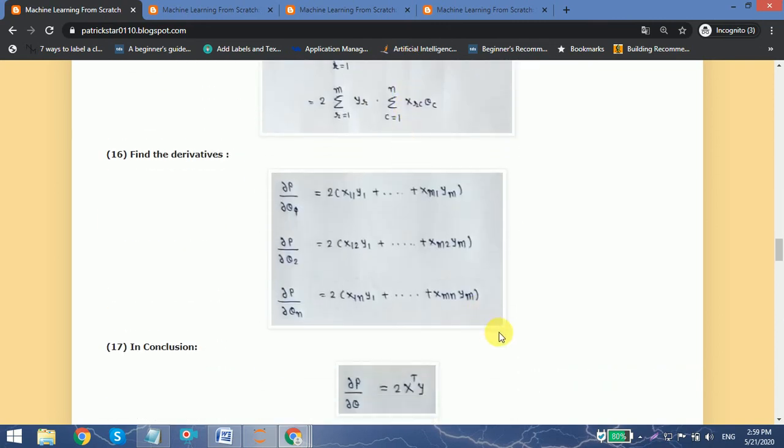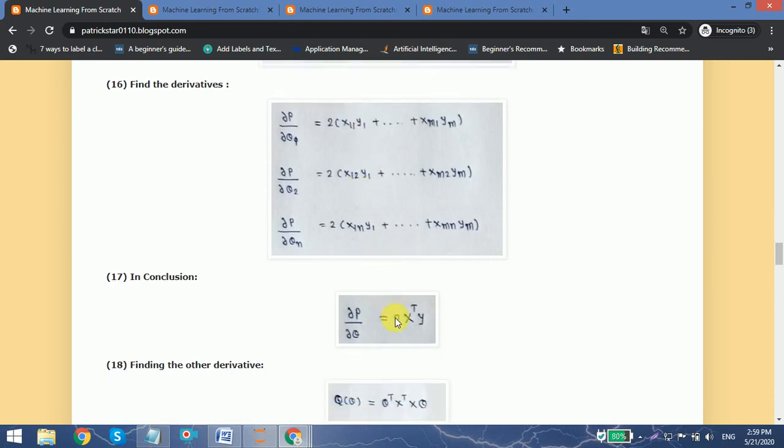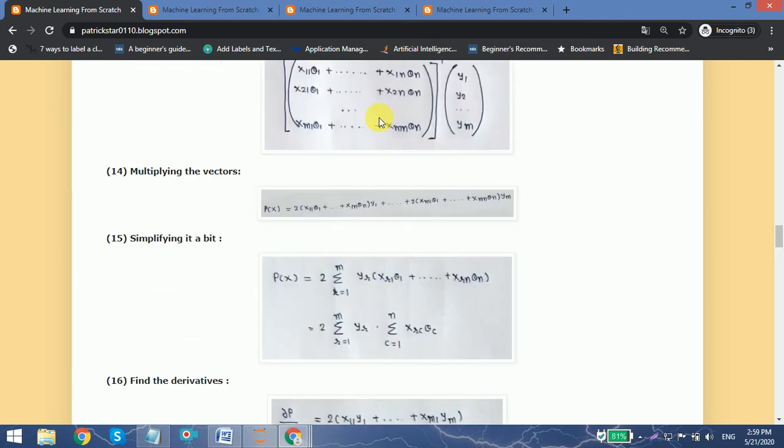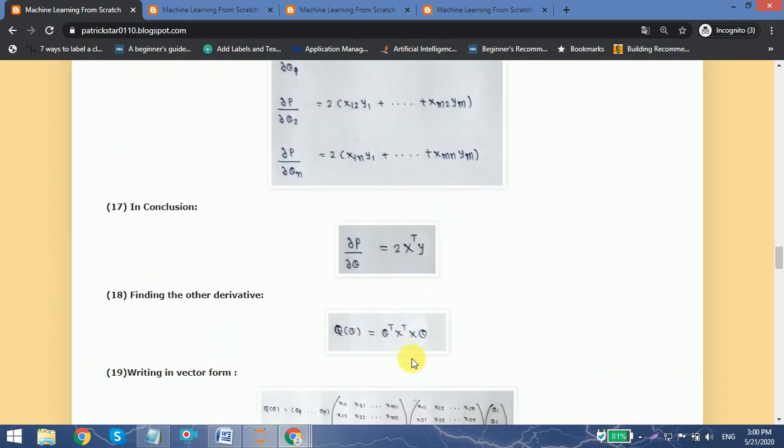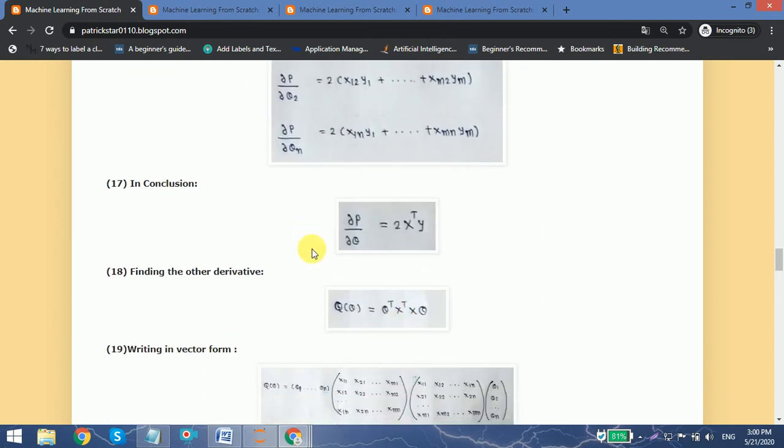Okay, so I think this is easy to understand now. In conclusion, we can say that the partial derivative of p with respect to theta equals 2 times x transpose into y. Now you can see that this value is equal to the x transposed value. So here you can see easily how it is the x transposed value. So this is our first derivative with respect to theta.